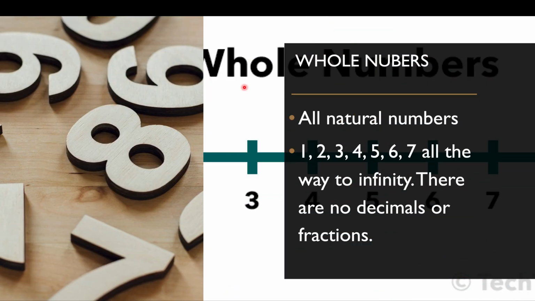A whole number. We know whole numbers are all natural numbers, from 1, 2, 3, 4, 5, 6, 7, all the way to infinity. There are no decimals or fractions, okay? Those are whole numbers. We don't want to have 1.5. We don't want to have 1 3/4. We want to have whole numbers.